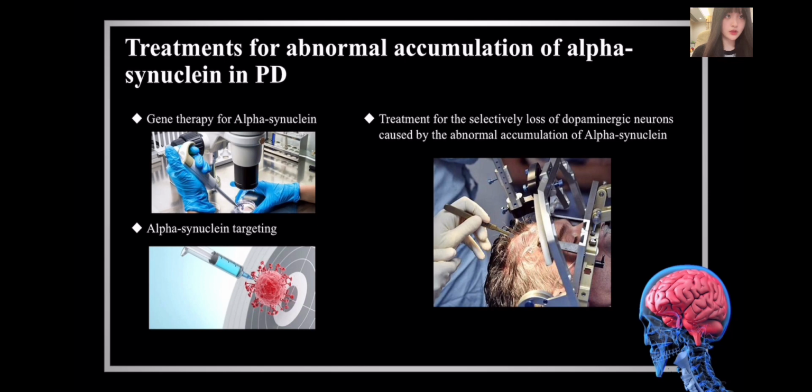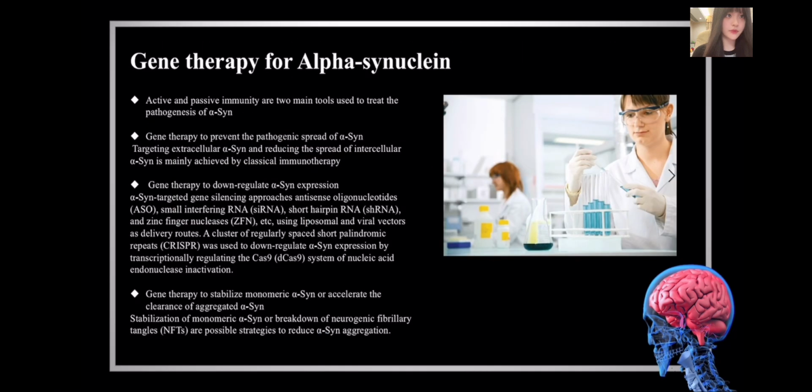Hence, only the strategies of various common treatments and the latest progress in the treatment for abnormal accumulation of alpha-synuclein are listed in this section. In this treatment section, I divide all the treatment into three major categories: gene therapy for alpha-synuclein targeting, and treatment for the selective loss of dopaminergic neurons caused by the abnormal accumulation of alpha-synuclein in Parkinson's disease. This section is divided into three categories.